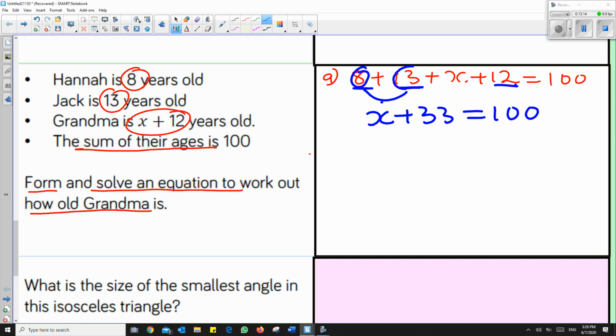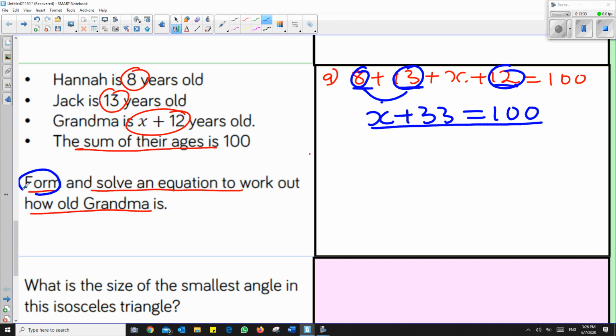These are like terms, so we can add them together. We can add 13, 8, and 12. So we get x plus 33 is equal to 100. This is the equation now. We have already formed the equation.